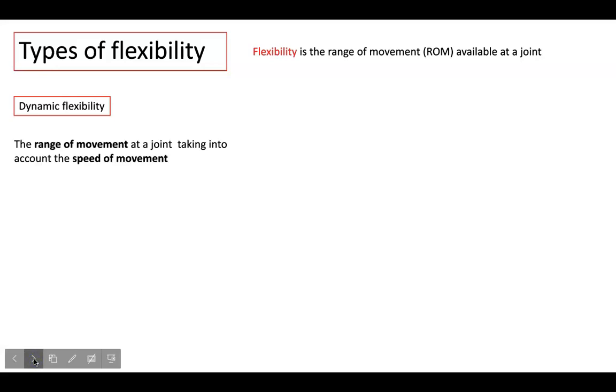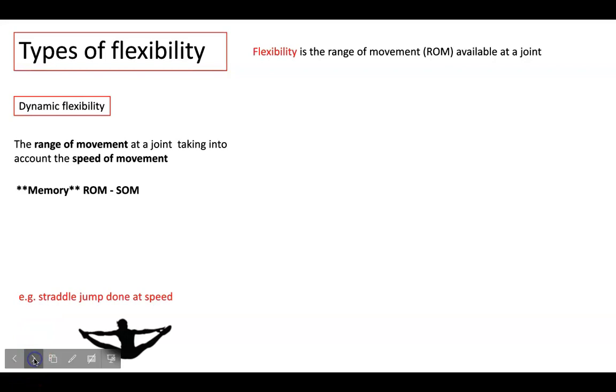Dynamic flexibility is the range of movement at a joint taking into account the speed of movement. A way to remember this would just be ROM/SOM. Okay, range of movement, speed of movement. A sporting example for this would be a straddle jump done at speed. You could also have a reach in netball. An example of how that benefits performance is because you could intercept the ball and gain possession for your team.